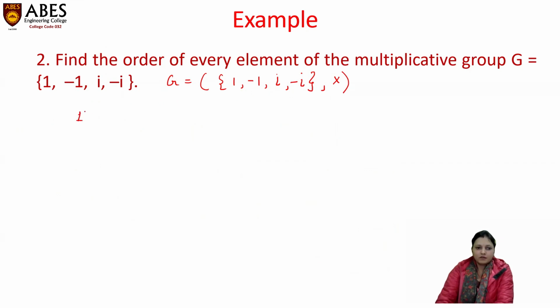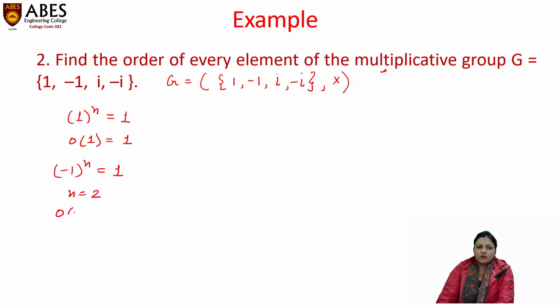So the order of 1 is the n for which 1 to the power n gives us the identity element. Here the operation is also multiplication, so the identity element for multiplication is 1. So the order of 1 here is 1. Now calculate the order of minus 1. What power of minus 1 will give you 1? We know that it is always 2. The square of minus 1 will give us 1. So the order of minus 1 is 2.